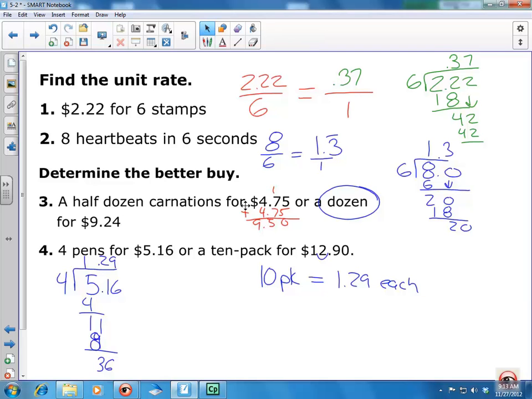So, what is your answer? Well, there is no better buy. That would be your answer. They're the equal prices. Okay? Questions on that?